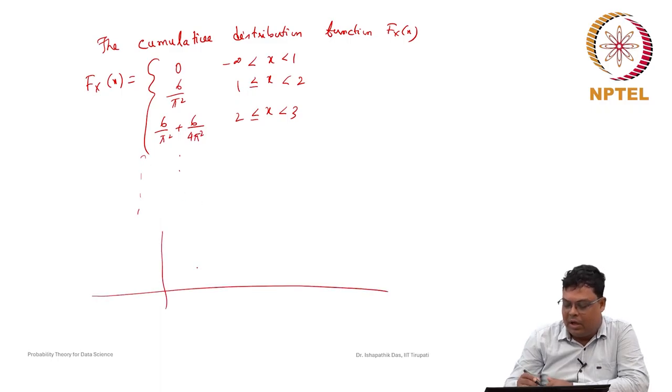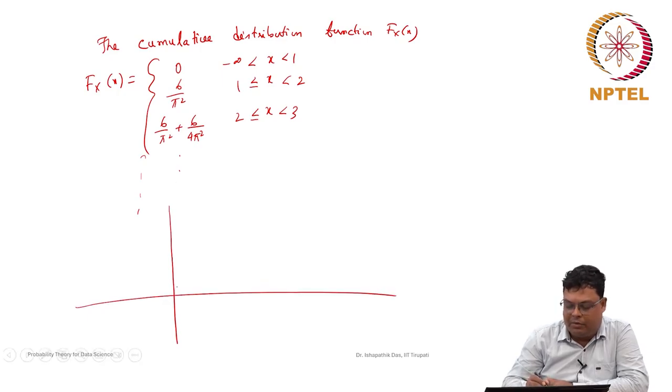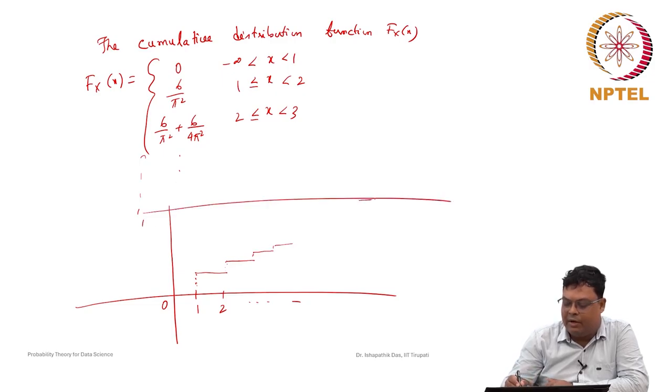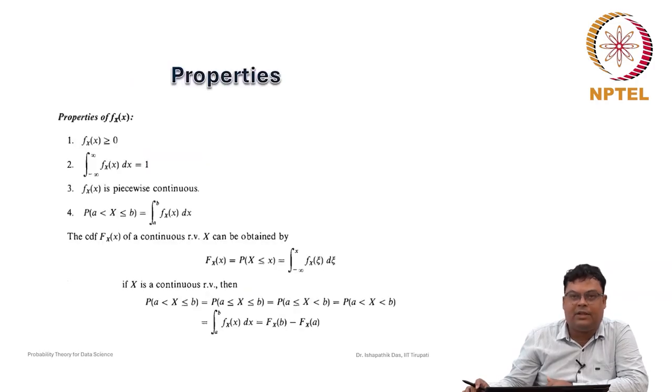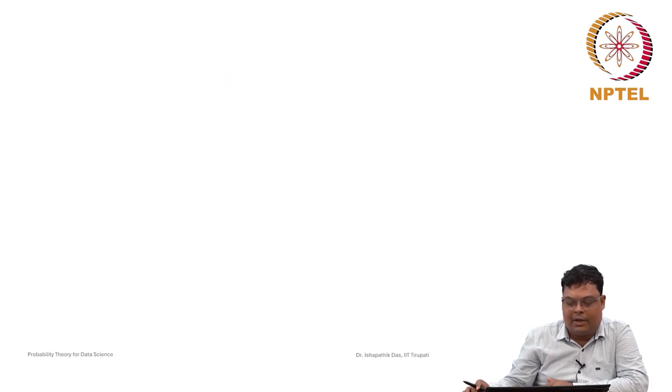Now, if you draw the graph of the cumulative distribution function, your range is 0, 1, 2 and so on. At 0 it is 0, then at 1 the value is 6 by pi square, then the next value is 6 by 4 pi square added, and so on. The graph will look like this, and at infinity it converges asymptotically to 1. F_X(x) converges to 1 as x goes to infinity. So, this is the discrete random variable example, and next we will discuss the continuous random variable and its properties.